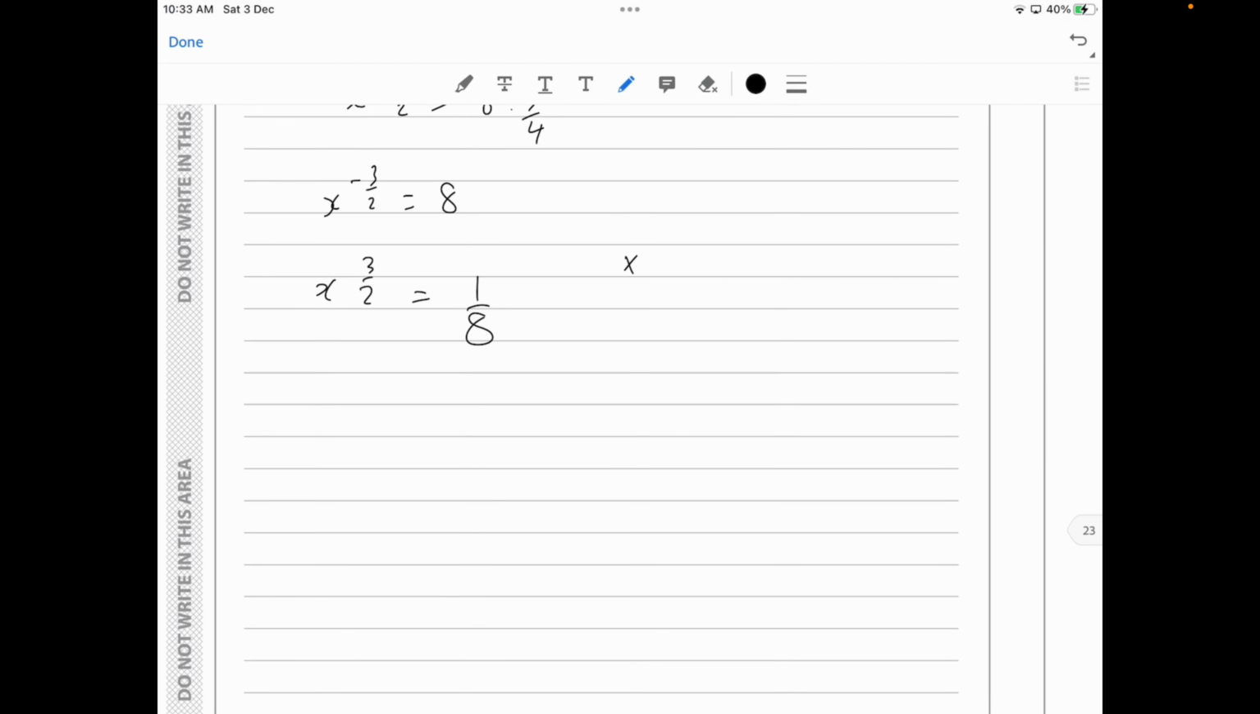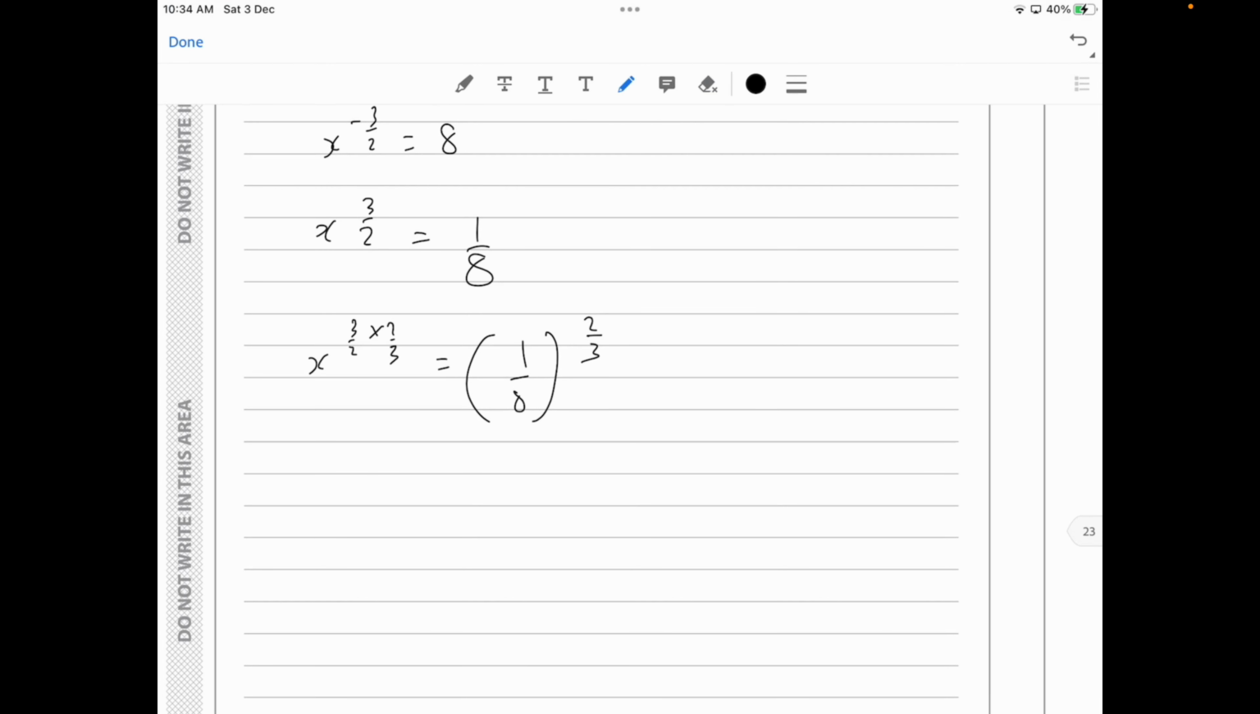Now you're going to multiply all the powers by 2 by 3, since you want to cancel out this power over here. So when you multiply the power over there, 3 by 2 times 2 by 3, and the power of 1 by 8 raised to the power of 2 by 3, indirectly this is going to cancel out each other. So you're going to get x is equivalent to 1 brackets 1 by 8 raised to the power of 2 over 3.